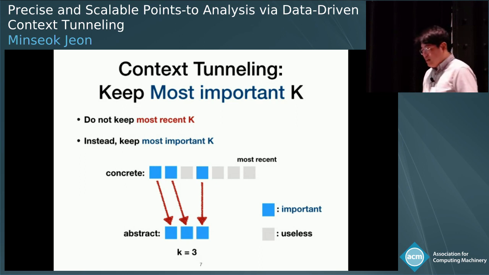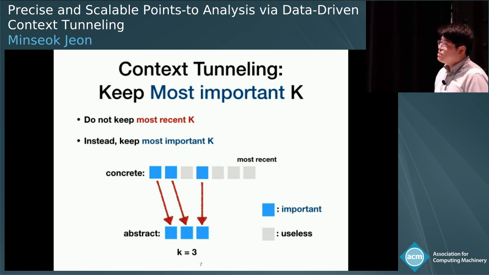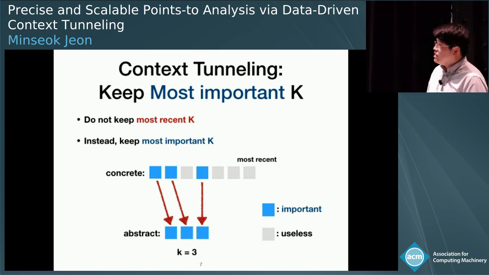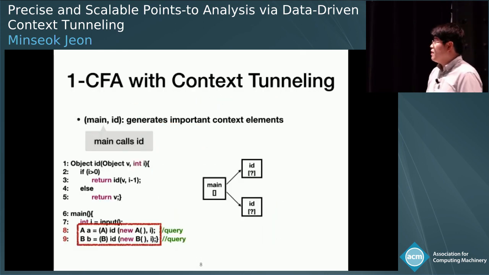What I want to say in this talk is that we should abstract the context with not most recent k, but most important k. In this paper, we propose context tunneling, a new way to achieve most-important-k context abstraction. With context tunneling, one CFA can prove the queries.